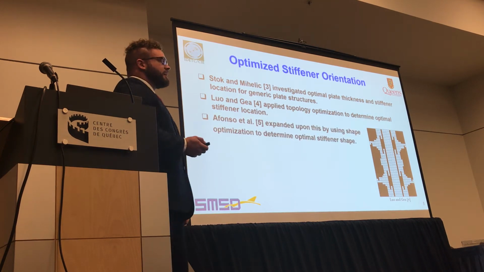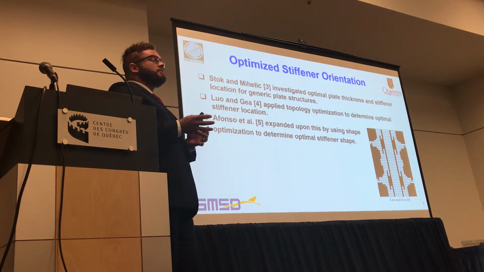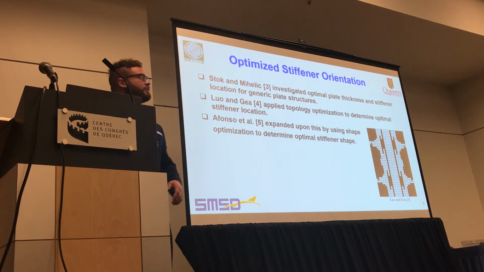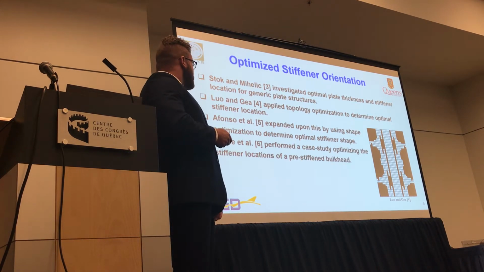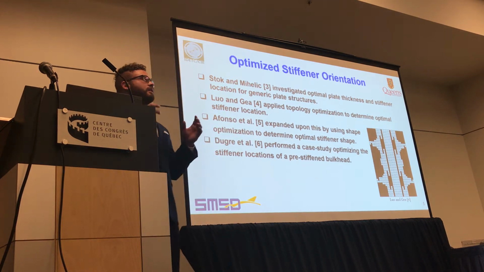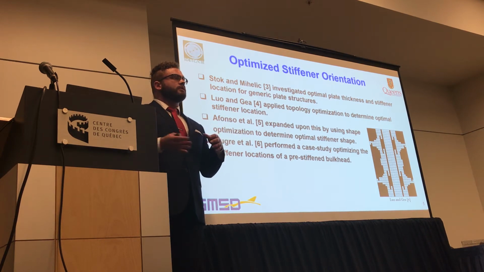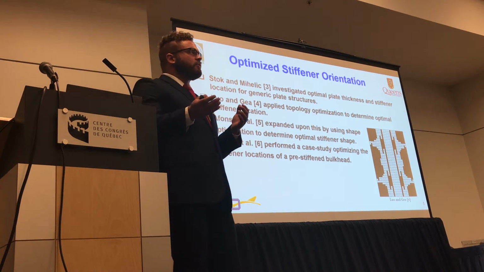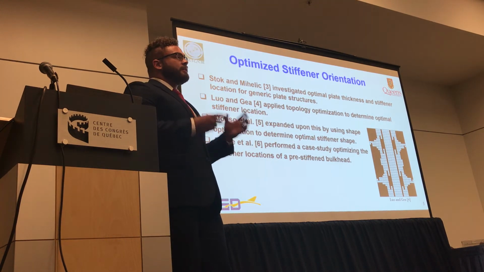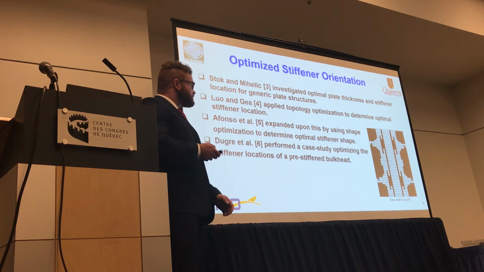Then this work was expanded upon in 2006 when researchers performed shape optimization on the stiffeners after topology optimization was used to determine the most optimal location. However, the limitation of all this work up till then was that the final design was always compared with an unstiffened bulkhead, which from a practical standpoint is infeasible in application, as I showed you initially, the bulkhead always needs to be stiffened due to structural constraints.